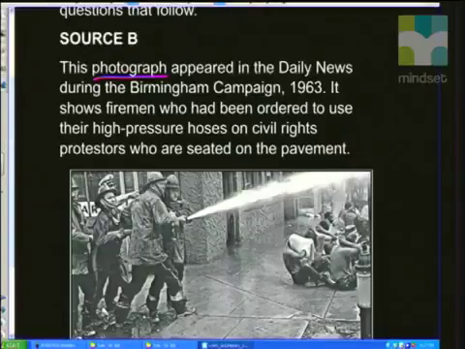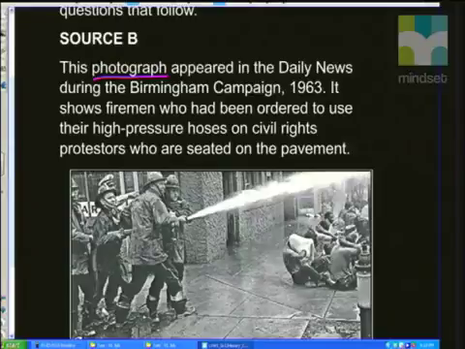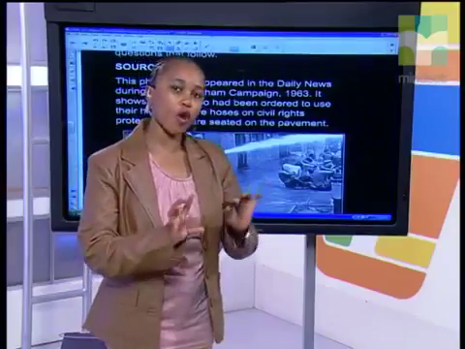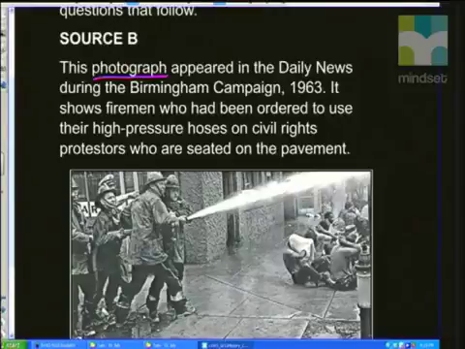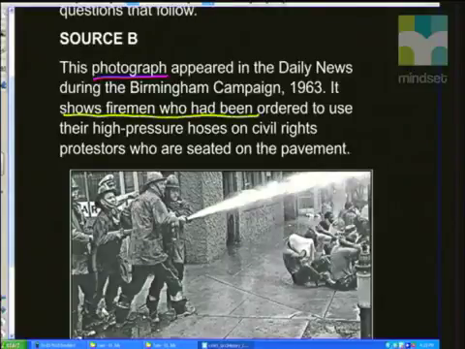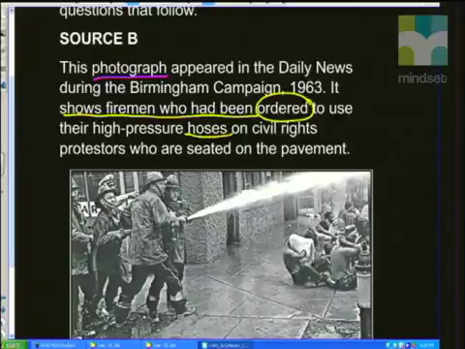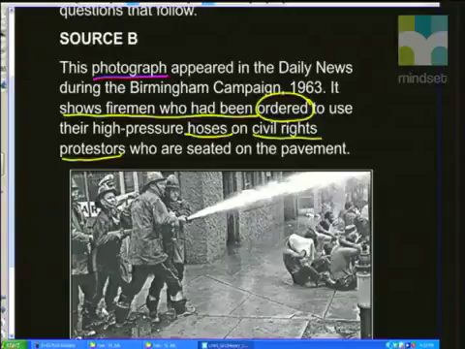Okay, and then it tells you that it appeared in the Daily News during the Birmingham campaign of 1963. So already you know the context, that this visual works hand in hand with the written source we looked at before the break, because they were both from the same time. It shows a fireman who had been ordered to use their high pressure hoses. Okay, I'm going to underline that. It shows the firemen who had been ordered, let me circle the ordered, to use their high pressure hose, we already know that, on civil rights protesters who are seated on the pavement.